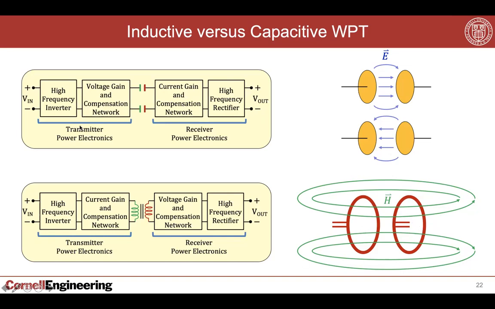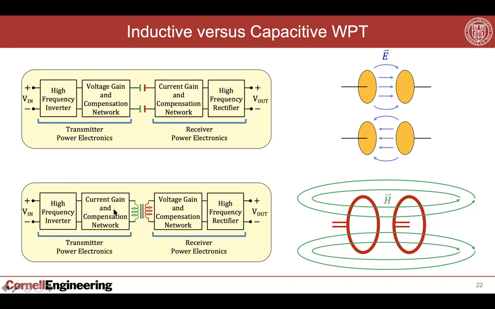So the coupling mechanism, instead of being electric field based, is a magnetic field based coupling mechanism. In terms of the overall architecture, you'll see that they're almost duals of one another, very similar. Both require an inverter. Typically, these operate at high frequencies. What exactly is high, and what that frequency is, depends on the application, and also depends on whether you're doing capacitive versus inductive, as we'll see.